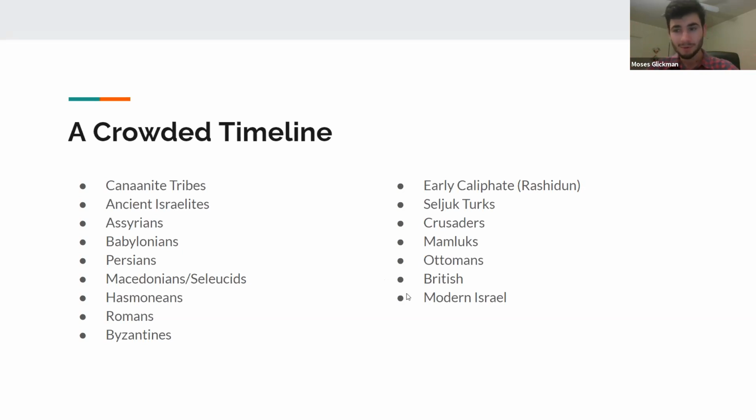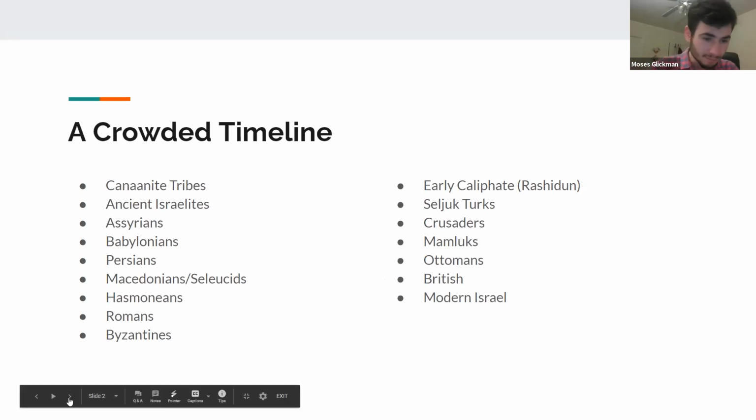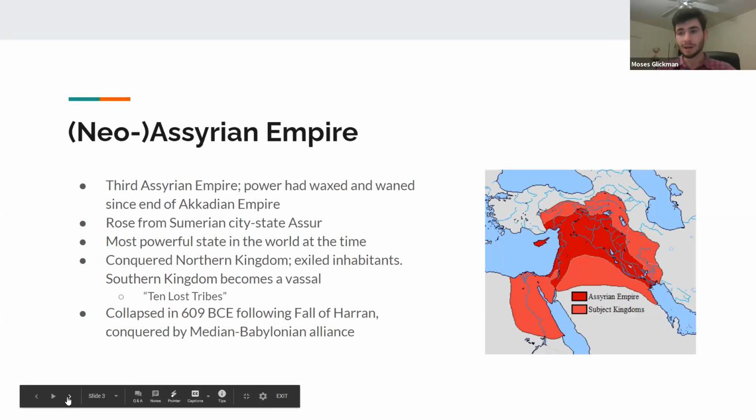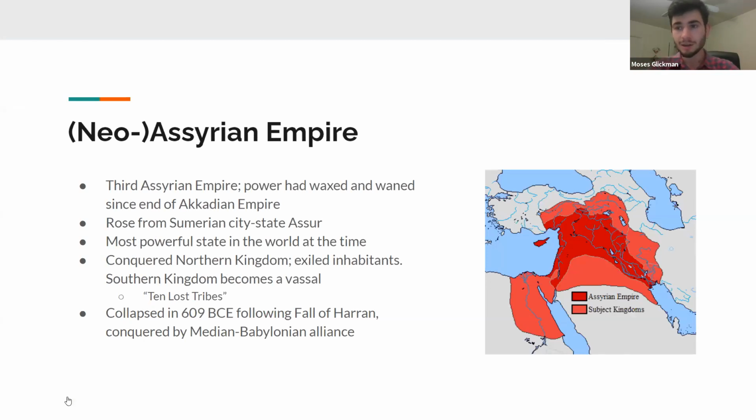But my main point in putting this slide forward is just to indicate just how many flags have flown above Israel over the course of these millennia. Now let's do a bit of a deeper dive on one of those empires that I mentioned. I called it the Assyrian Empire, but of course it's a little bit more complicated than that.